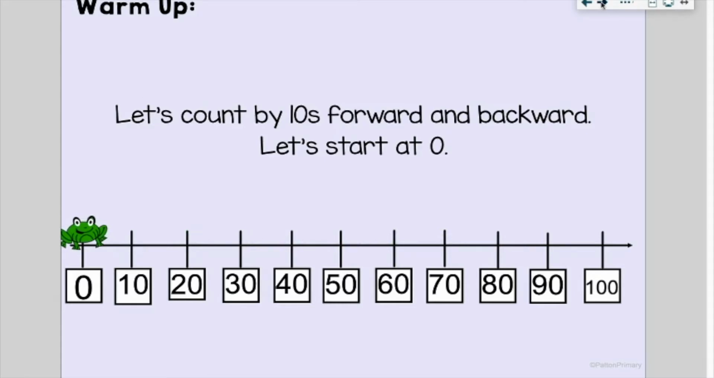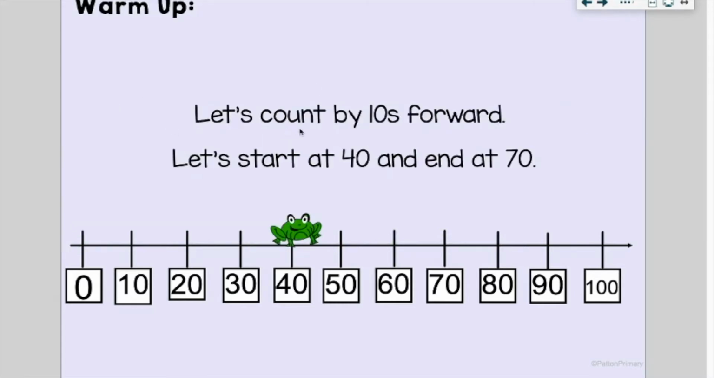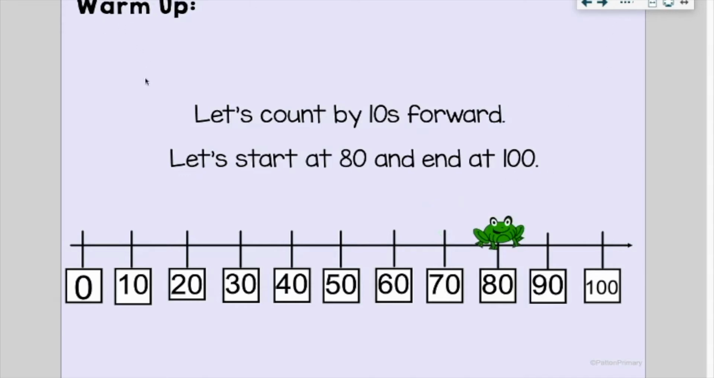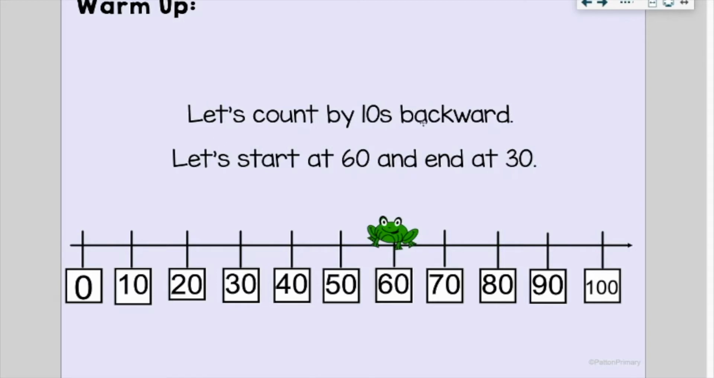Next warm up. This time, let's count by tens forward, but this time we're going to start at 40 and end at 70. So here's 40, ready, set, count. 40, 50, 60, 70, and I'm stopping because my directions were to stop at 70. Another warm up. Let's count by tens forward. Let's start at 80 and end at 100. So here's 80, count with me, ready, set, count. 80, 90, 100.